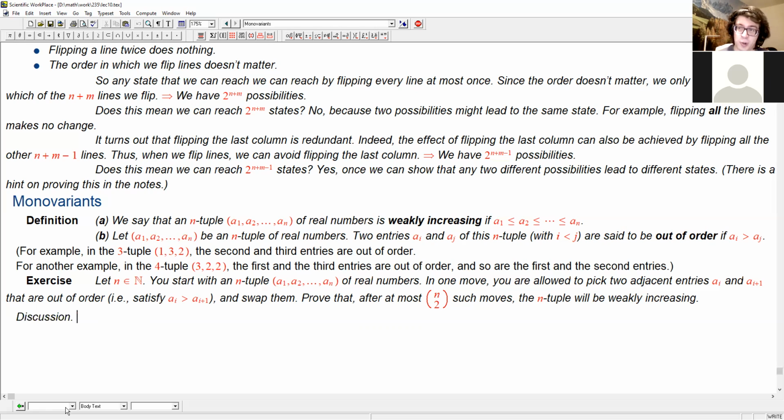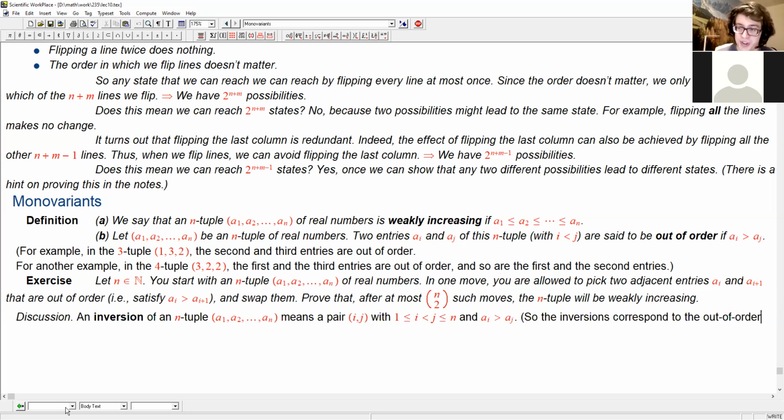When I say n-tuple in this discussion, I will always mean an n-tuple of real numbers, or basically n-tuples of anything that you can compare. If you know this notion, n-tuples of elements of a totally ordered set. But let's just pretend they're numbers. Now, an inversion of an n-tuple a1, a2, and so on, an, means a pair (i, j) with i less than j and ai being bigger than aj. So the inversions correspond to the out-of-order pairs in the n-tuple, but they're not literally the same, because an inversion tells you the positions. So an inversion consists of the positions of an out-of-order pair.